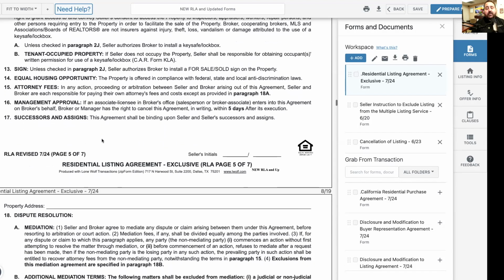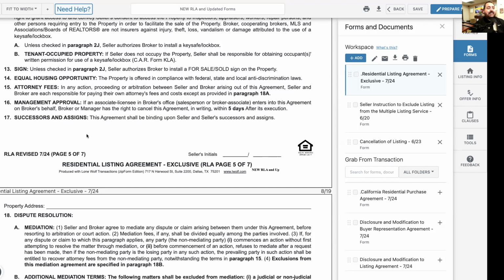Management approval: we have the right to reject your listings within 5 days of you taking it. So if you turn us in the listing, we can review it and we can say, okay, it's fine, or we could say, nope, you're not taking this listing. We don't really ever do that, but management and brokers can reject listings if they don't agree with the terms that you've taken that listing on.